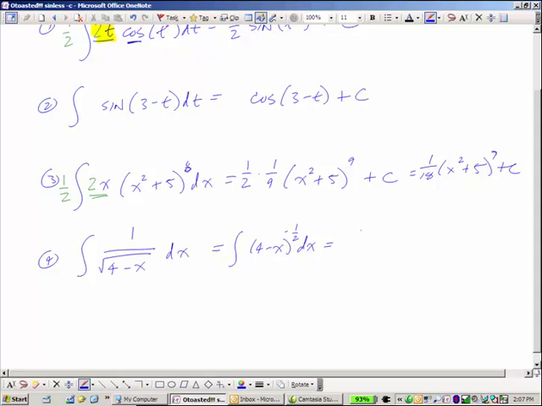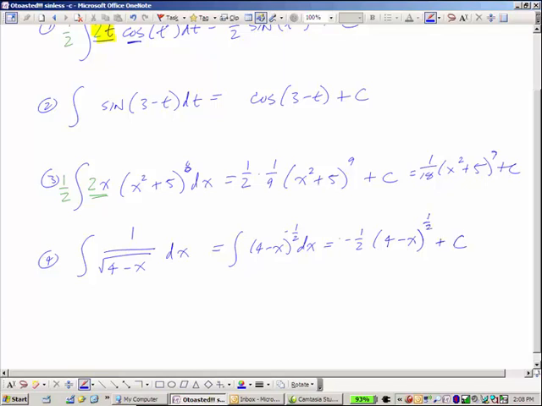1/2 multiplied by... it would be negative 1/2 multiplied by 4 minus x, plus c. 4 minus x raised to the 1/2. All right. Plus the... no cigar.